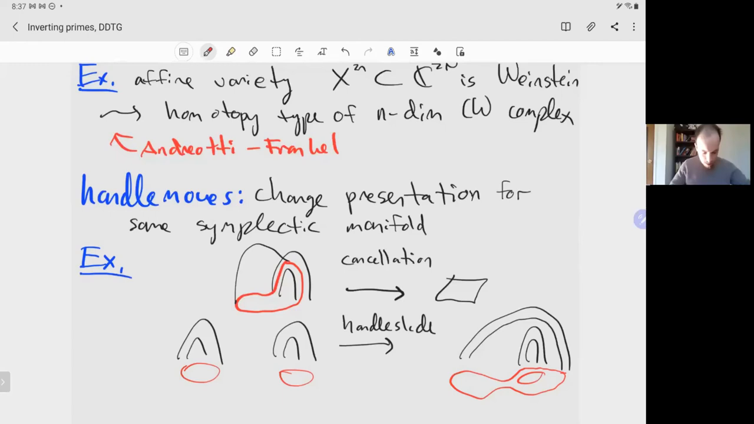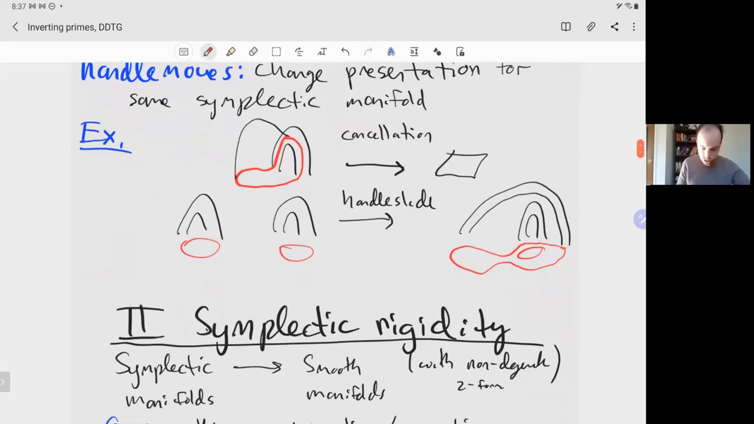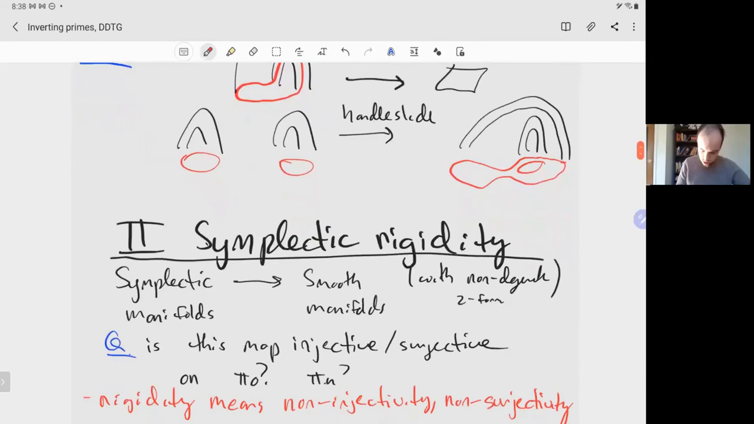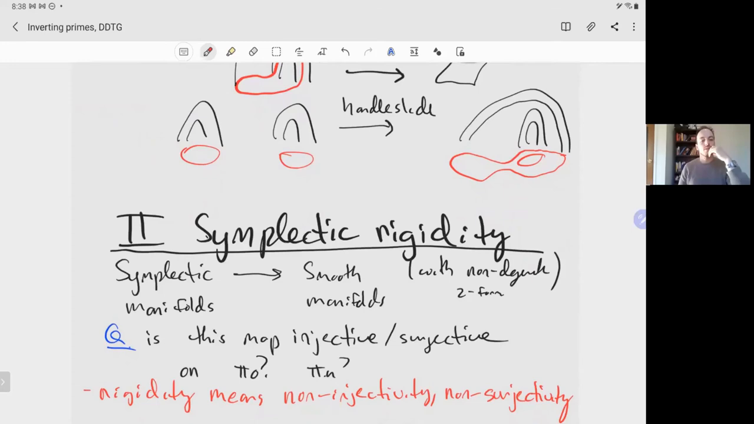Okay, so now I want to change gears a bit. So let me talk about symplectic rigidity. So there's a natural forgetful map from symplectic manifolds to smooth manifolds.